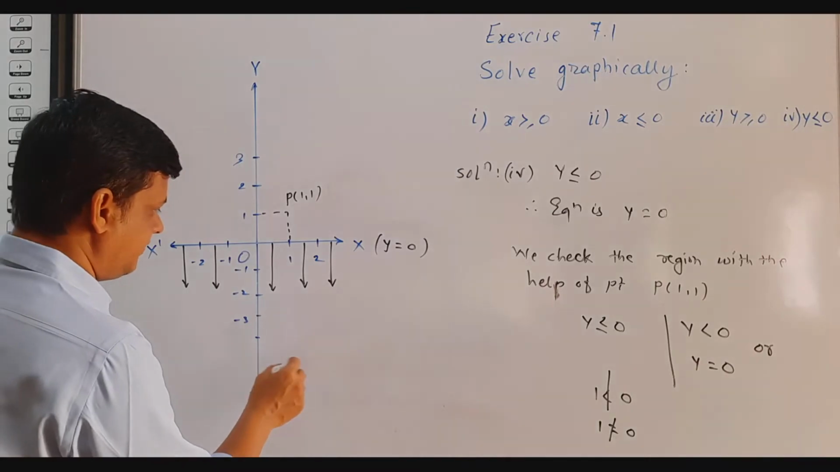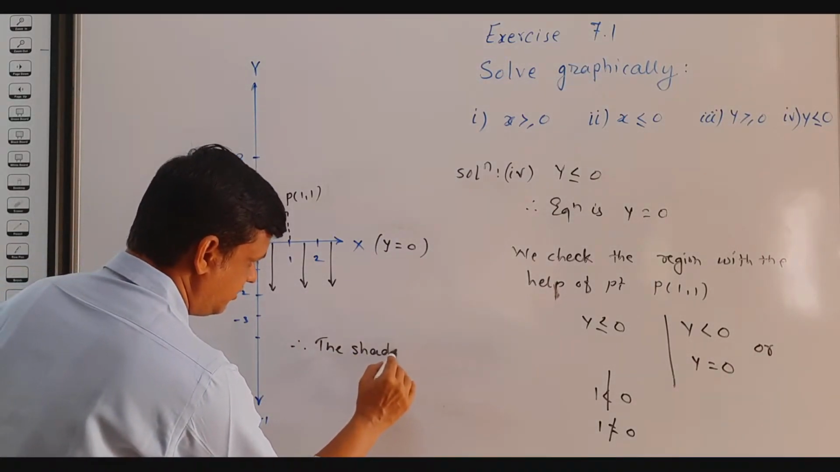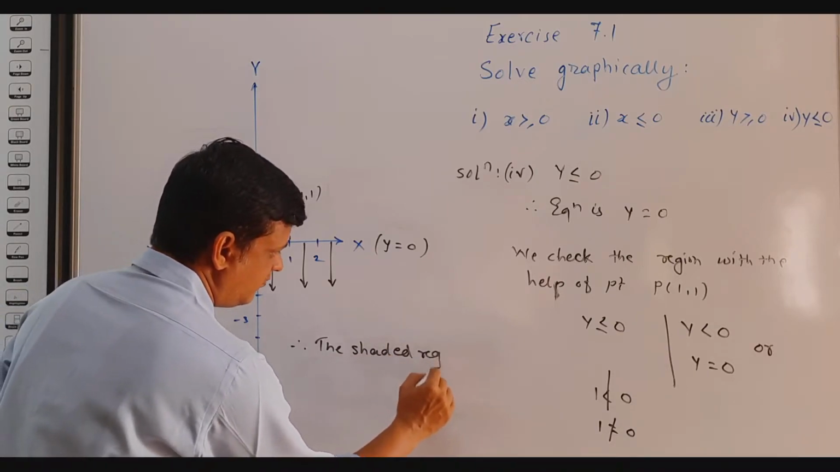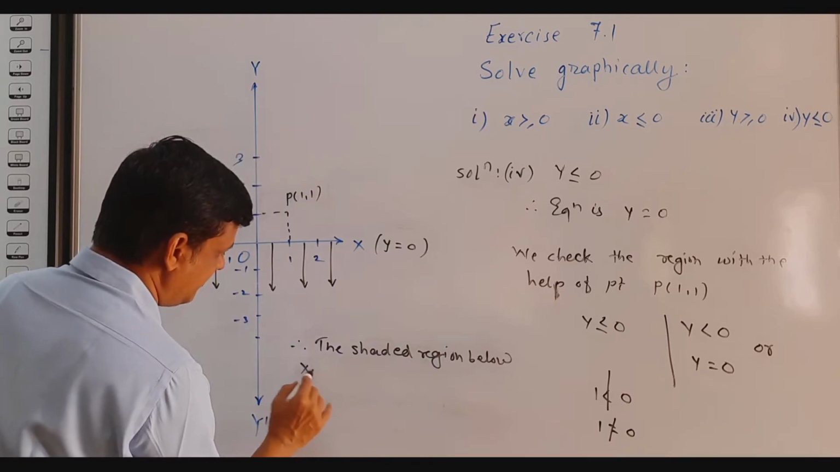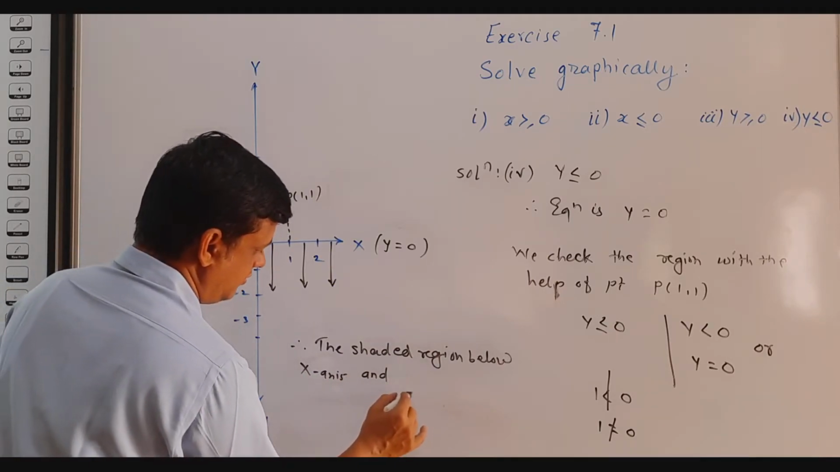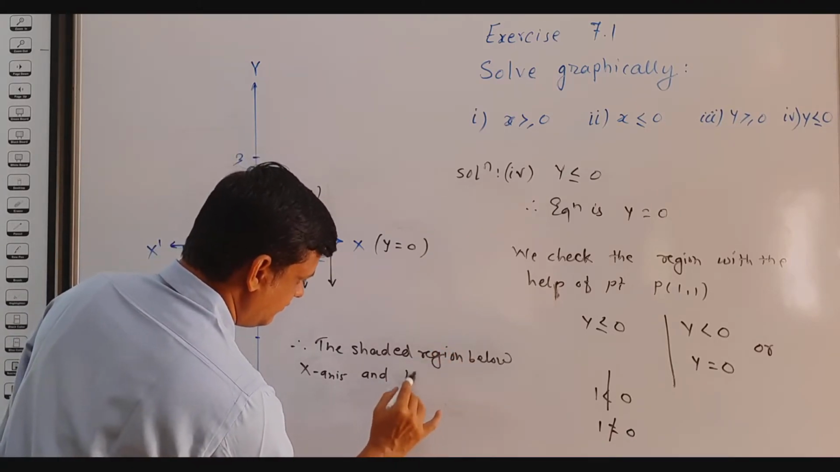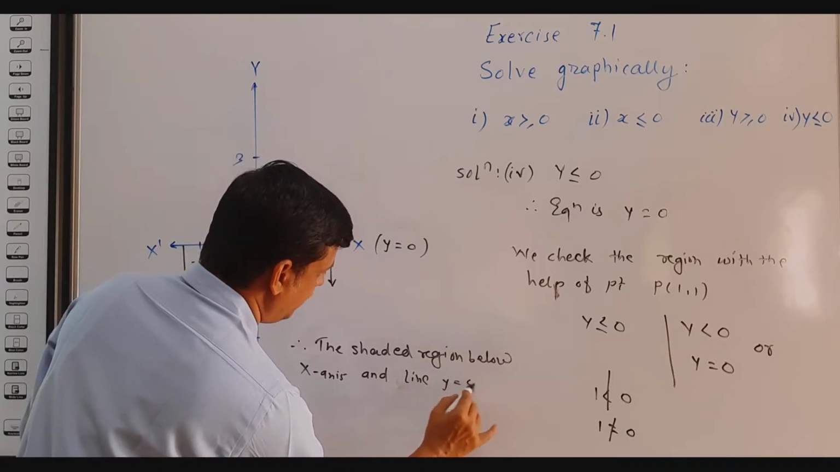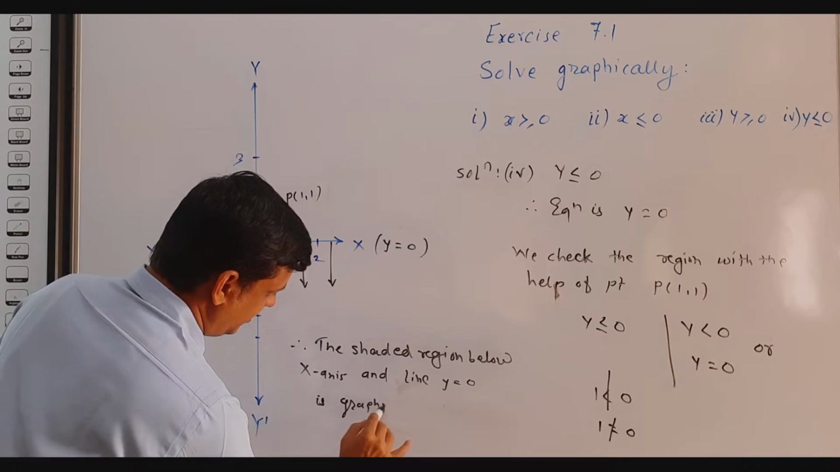So we write here, the shaded region below the x-axis and the line y equals 0 is the graphical solution.